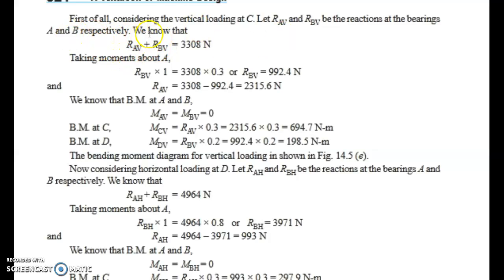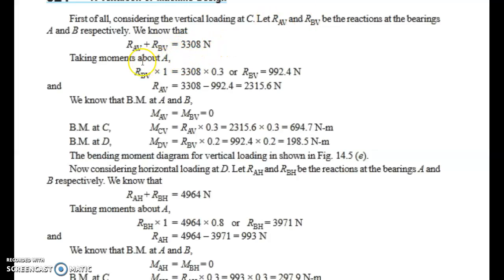We can write the vertical reactions first, that is RAV and RBV. RAV stands for the vertical reaction at bearing A. RBV stands for the vertical reaction at bearing B. The total value for the bearing is equal to 3308 Newton.